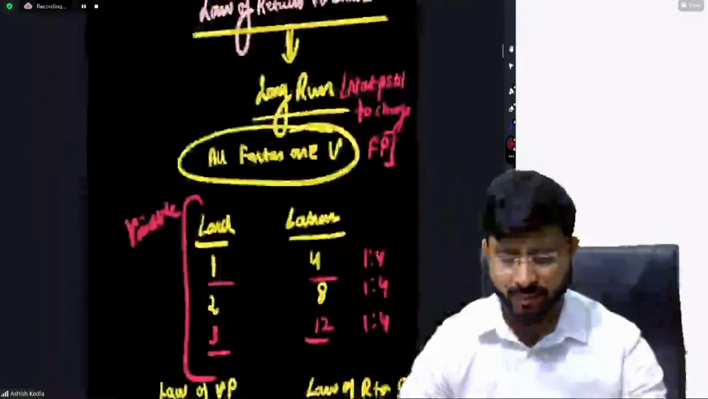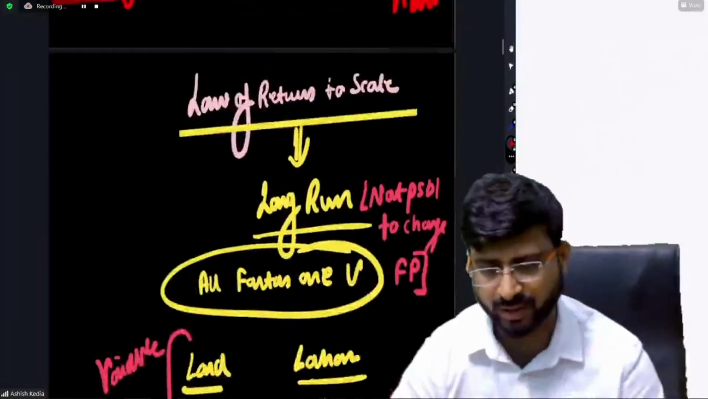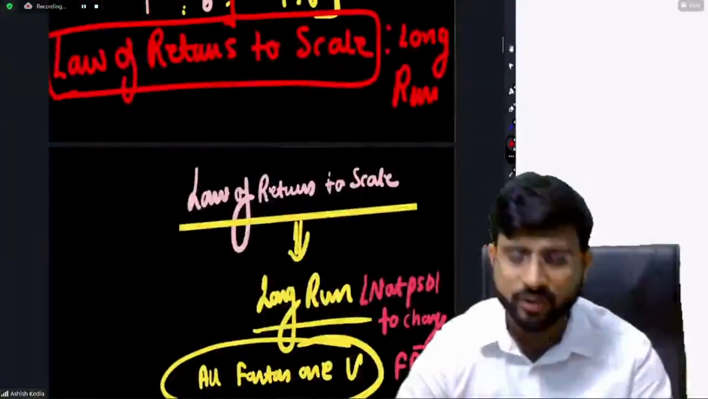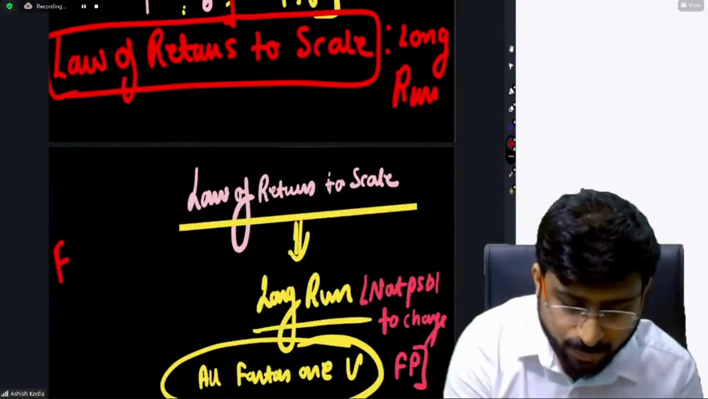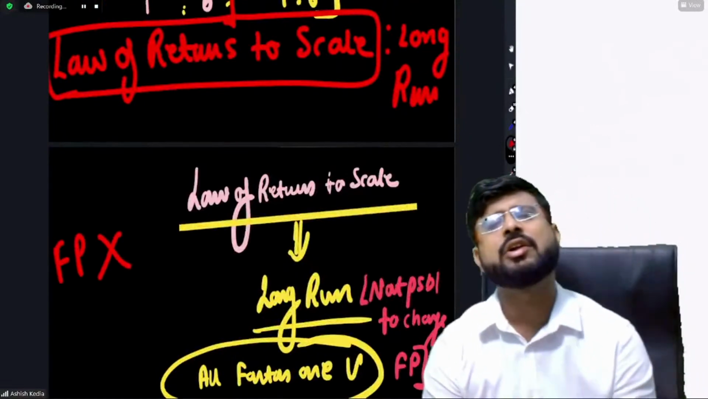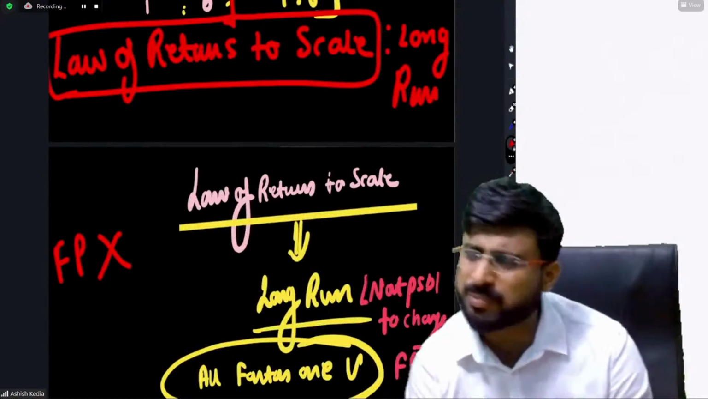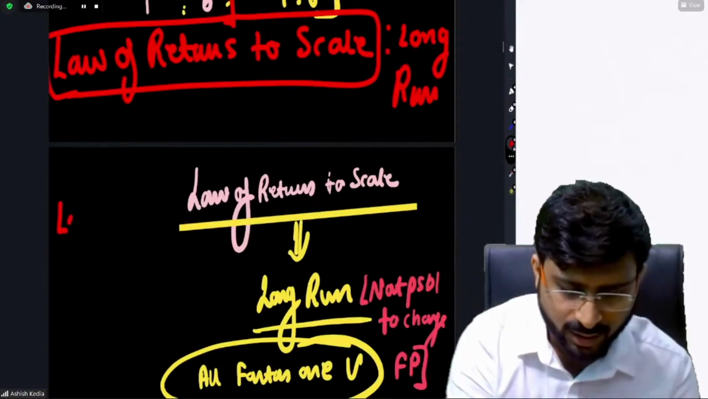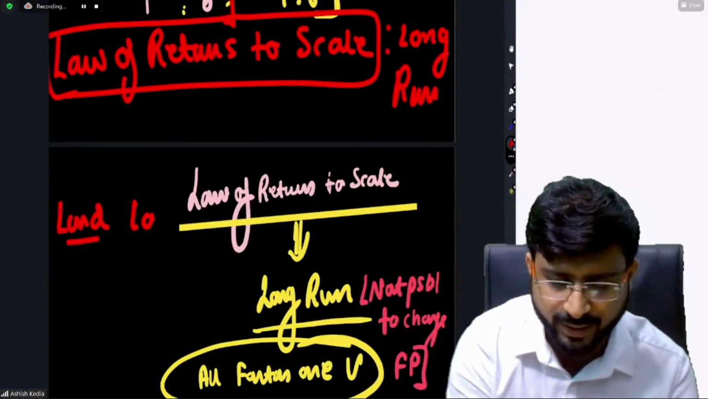Correct. Now, what does this law say? Under law of returns to scale, factor proportions can't be changed. Meaning what, sir? Meaning, let's say land is there, labor is there.